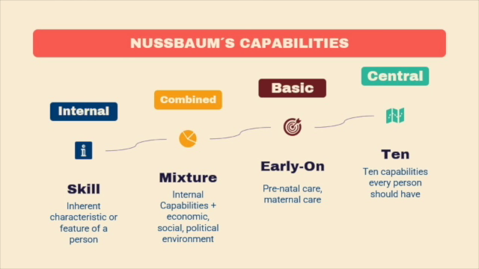Combined capabilities include all the internal capabilities and characteristics of a person, in addition to the social, economic, and political conditions of their environment. Basic conditions are the foundational and initial conditions of a person's life that allow them to be advantaged or disadvantaged in development. This can include maternal care and care in the womb.